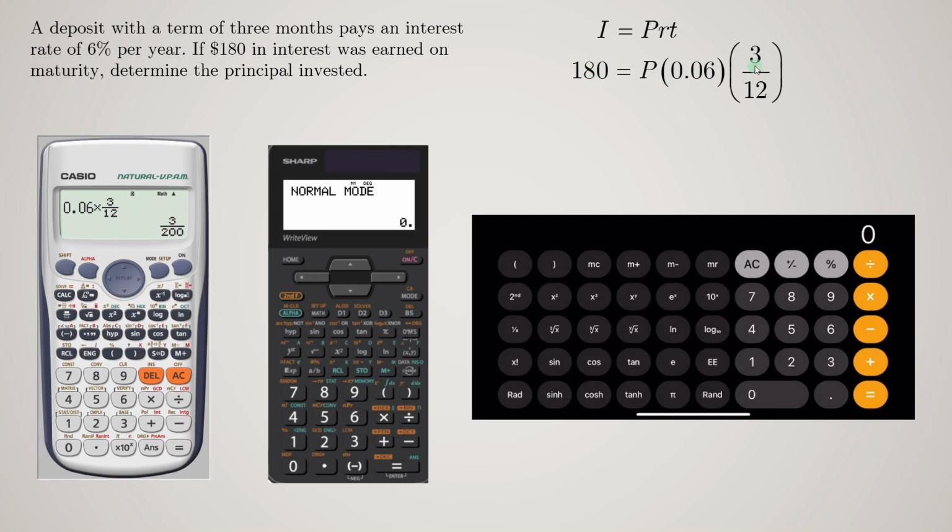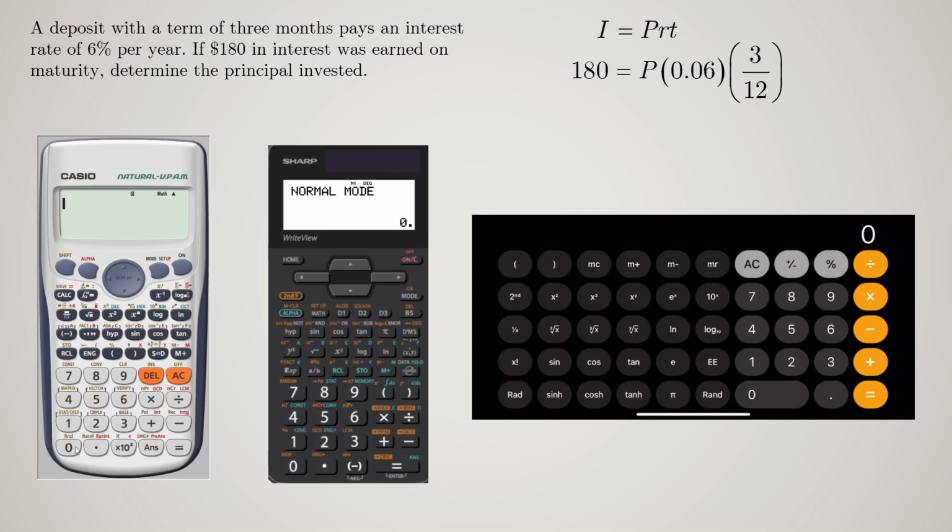Well, that result that we just got is actually stored in our calculator, and we'd like to make use of that. So I can do 180 divided by, and I can ask the calculator to call up the result that we just got using this answer key. And there it is, $12,000. That's the principal invested.